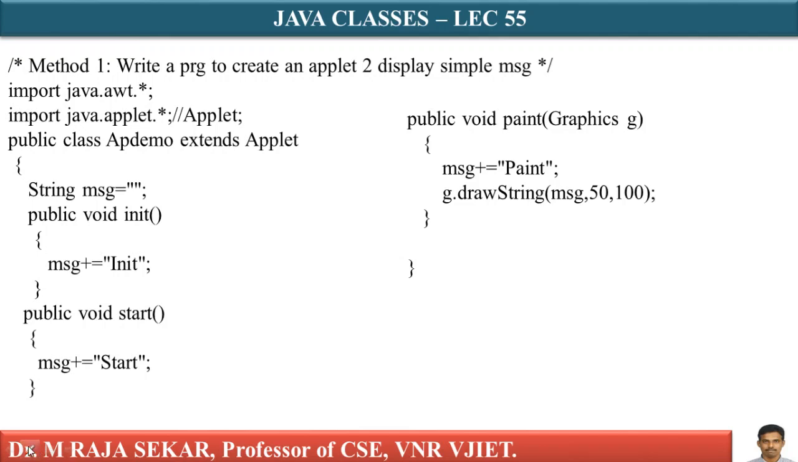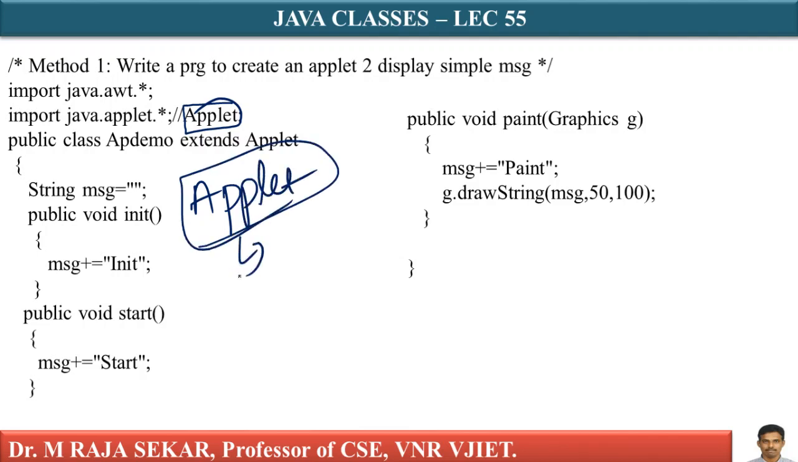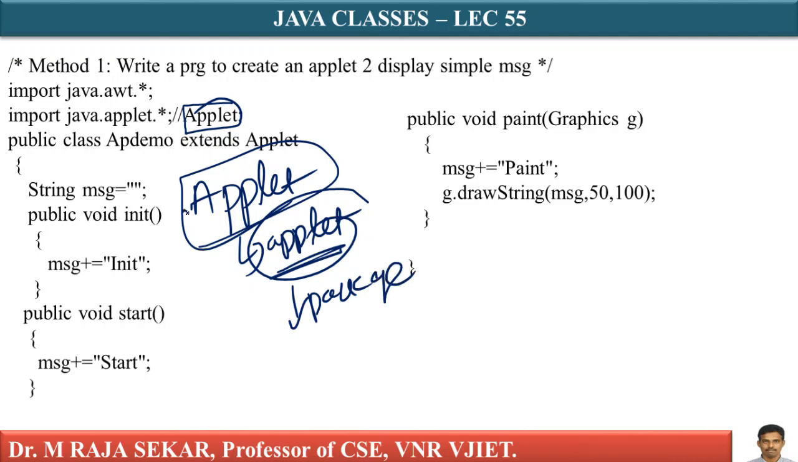Let me say like this, what it says: import java.applet. Java is the super package, applet is the sub package. If you want to execute an applet program, I need a class. What is my class name? My class name is Applet. Where can I find this class? I can find it in a package known as applet. This is the package where I can find this particular class Applet.